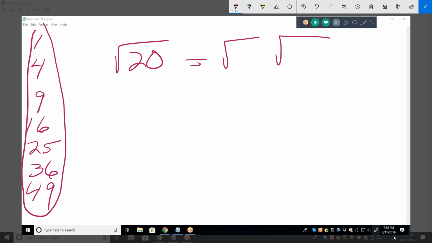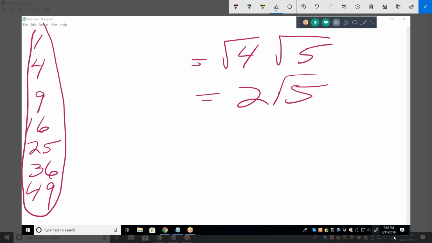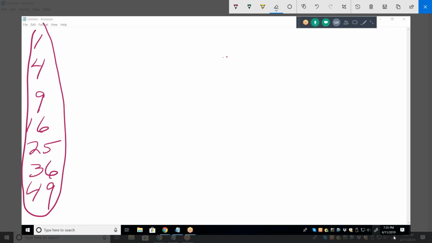So how would you factor 20? You would do 4 and 5. Perfect. 4 is a perfect square number. So only one of them has to be a perfect square? Exactly. Only one of them. In fact, almost never is it both of them. It's always one of them.